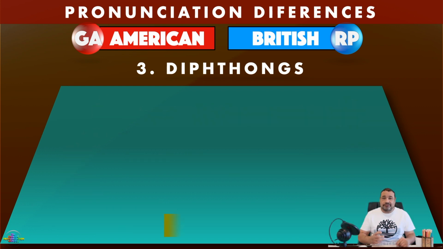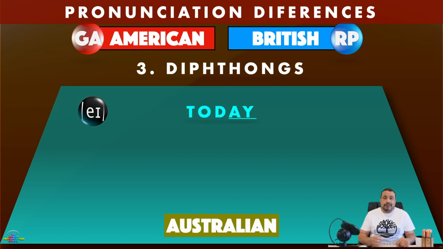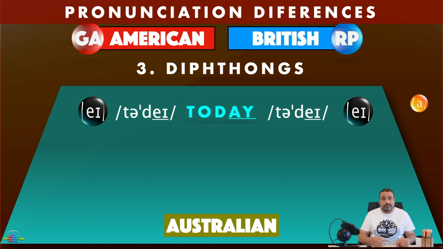Now, Australian English is characterized by its particular use of diphthongs. Here we have the word "today," which is pronounced the same in both American and British English. But in Australian English, you say "today," putting an extra sound at the beginning of the diphthong.